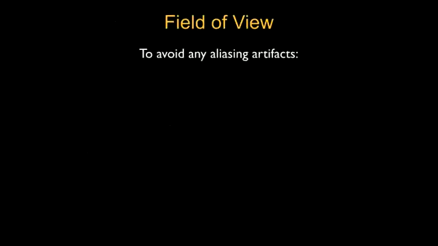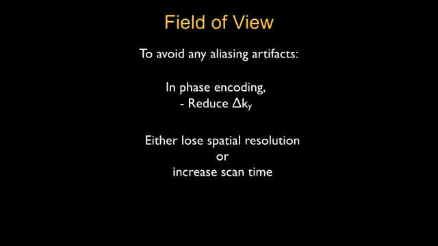All right, that's field of view. Okay, so to avoid the aliasing effect, meaning to increase the field of view, you have to reduce the delta ky. Then you're going to lose the spatial resolution or increase the scan time. I'll be talking about the y later, but if you reduce the delta ky, what happened?